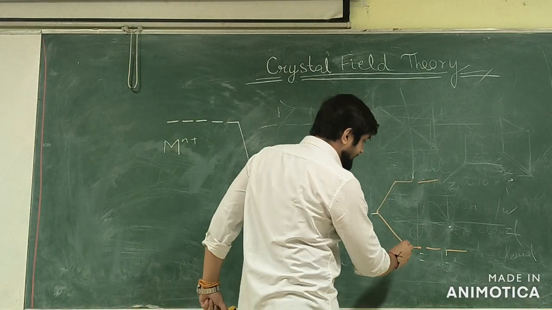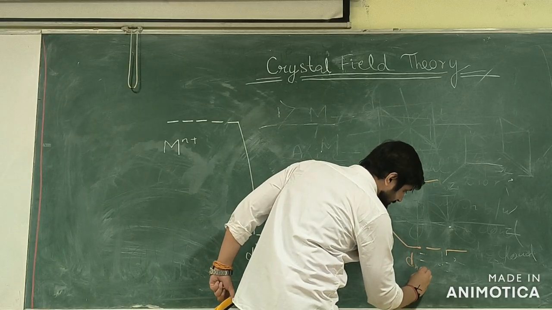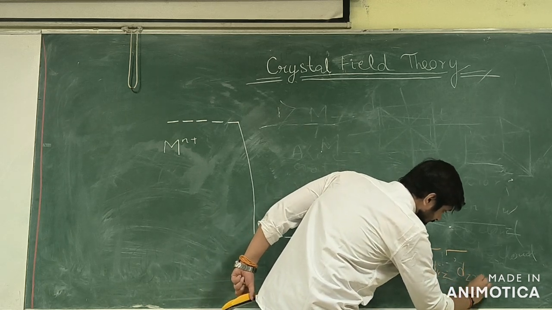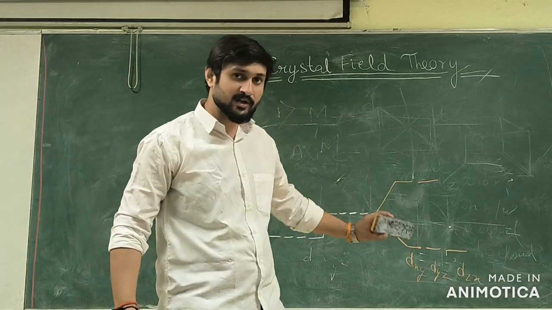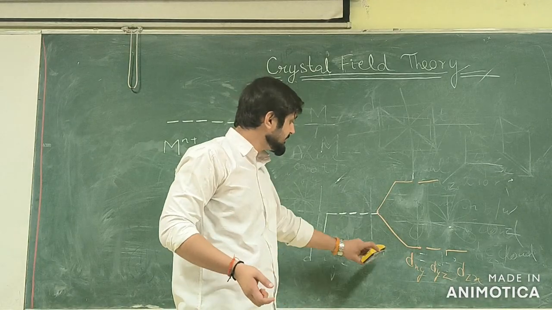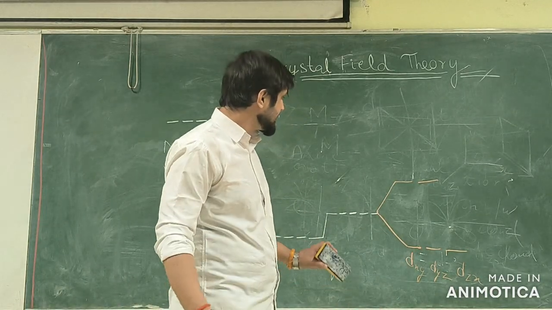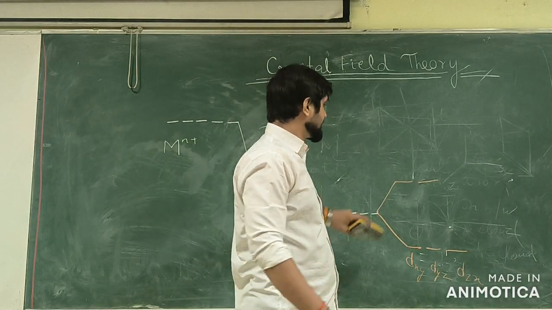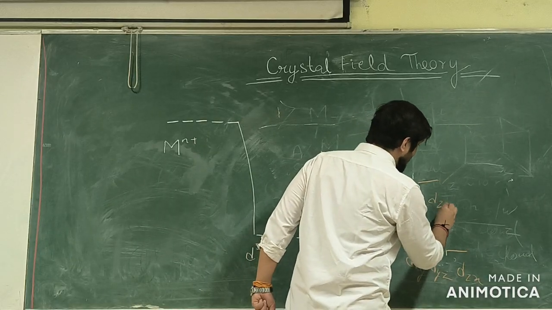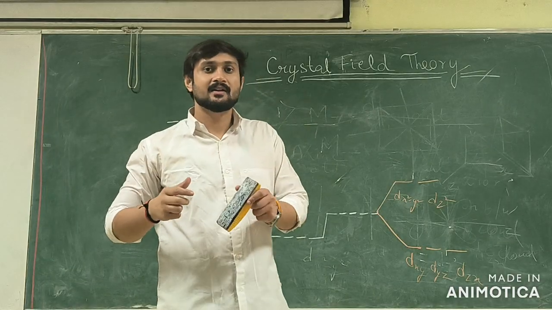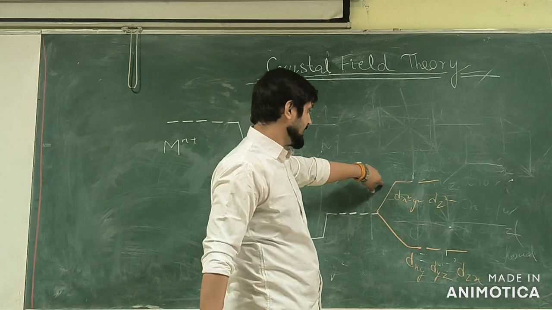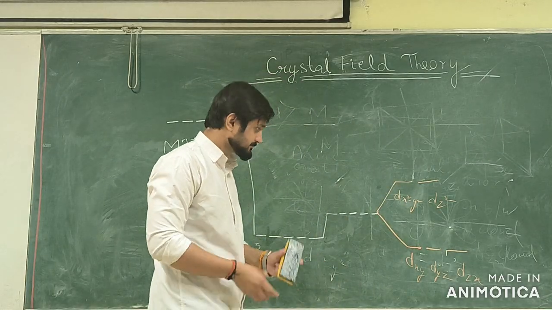Since we have seen that dxy, dyz and dzx, these 3 are non-axial, they will face lesser repulsion, hence they will be stabilized, whereas the dx square minus y square and dz square are along the axis, so they will feel greater repulsion from the incoming ligand and they will get destabilized and their energy gets increased.